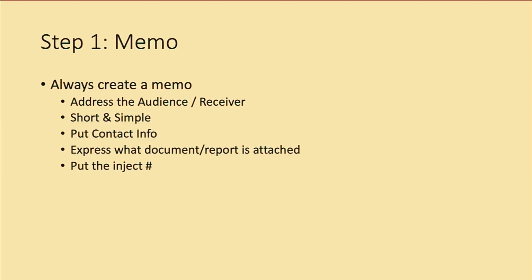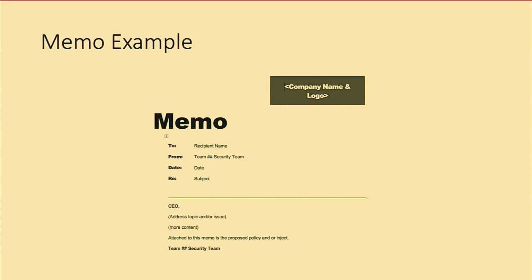You're going to want to keep it short and simple. I keep it to a couple of sentences explaining, hey, this is what we're doing, this is the document, and if you have any questions, let us know. Here's our contact info. And also put the inject number in there, or else they won't be able to grade it. So this is the memo template we've always been using. If you notice, it has To, From, Date, and Subject. It's more formal towards the bottom where we say, hello CEO or CIO, attached is this, address the topic, conclusion, and put your contact info.